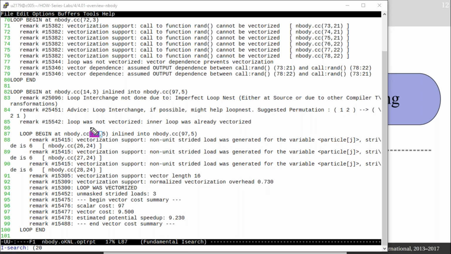So what is non-unit strided load and why is it occurring in these three lines? What's happening in these three lines?